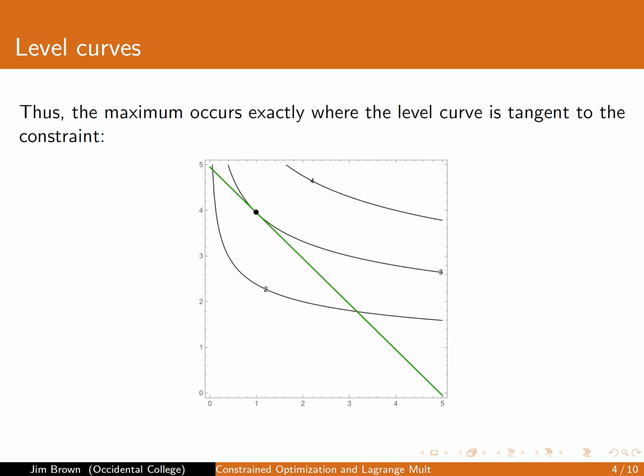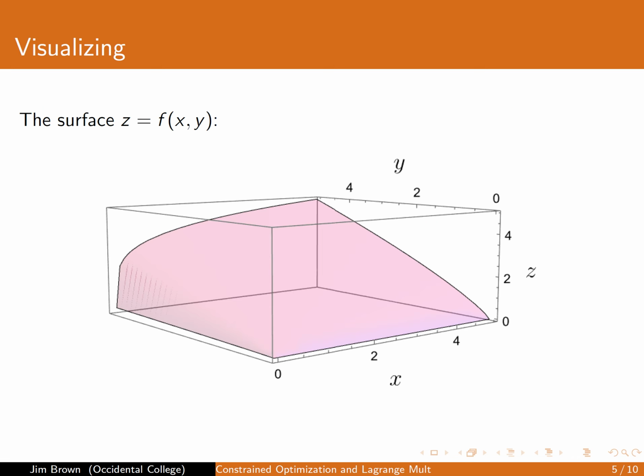So we see the maximum occurs exactly where they're tangent, because once they're not tangent anymore, it'll either be too big or it'll be too small. So we want this point here that's on our constraint, but also where the constraint's tangent line is the same as the level curve's tangent line. So geometrically, that's what we're trying to find. So for this particular example, we can see what it looks like.